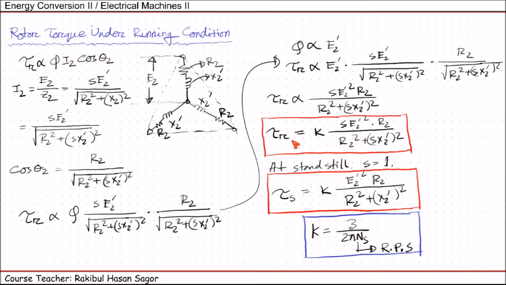If you remember the torque equation under running condition, then from here you can figure out the torque condition at standstill condition. If you put s equal to 1, you'll get this equation. And when will we get s equal to 1? At standstill condition, we know slip value equal to 1. If we put slip value equal to 1 in the running torque equation, then we'll get the torque equation for starting condition, because when the motor starts, the rotor is at standstill. At that moment, the torque that is produced is called starting torque.